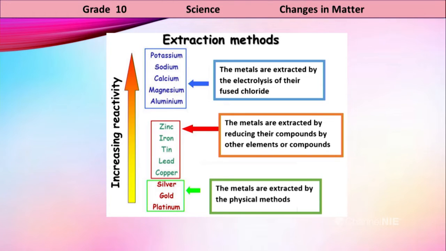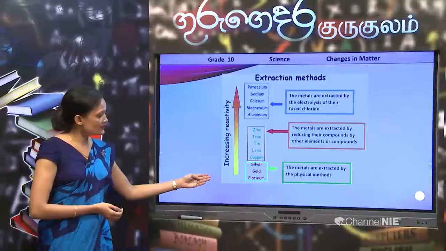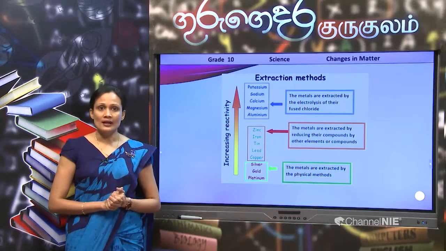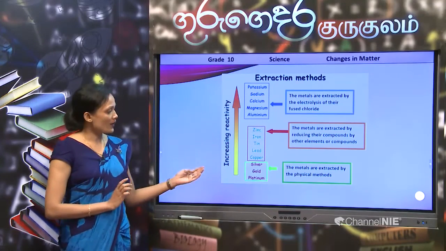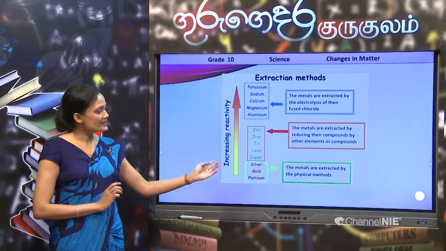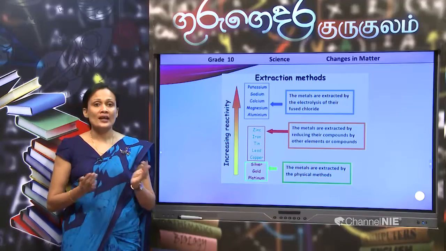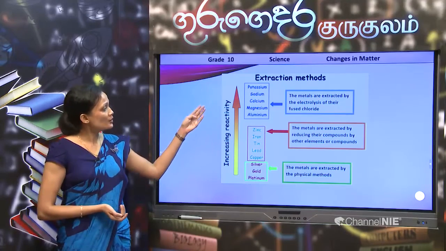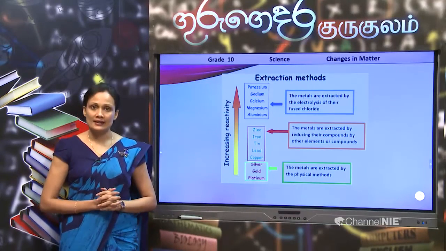If we consider middle reactivity metals, zinc, iron, tin, lead, copper, we can extract such metals by reducing their compounds with other elements or compounds. If we consider silver, gold and platinum, they are present in nature as native metals. That's why we can extract these metals by simple physical methods. Likewise, we can identify the extracting method of metals by using the order of metals in the reactivity series.